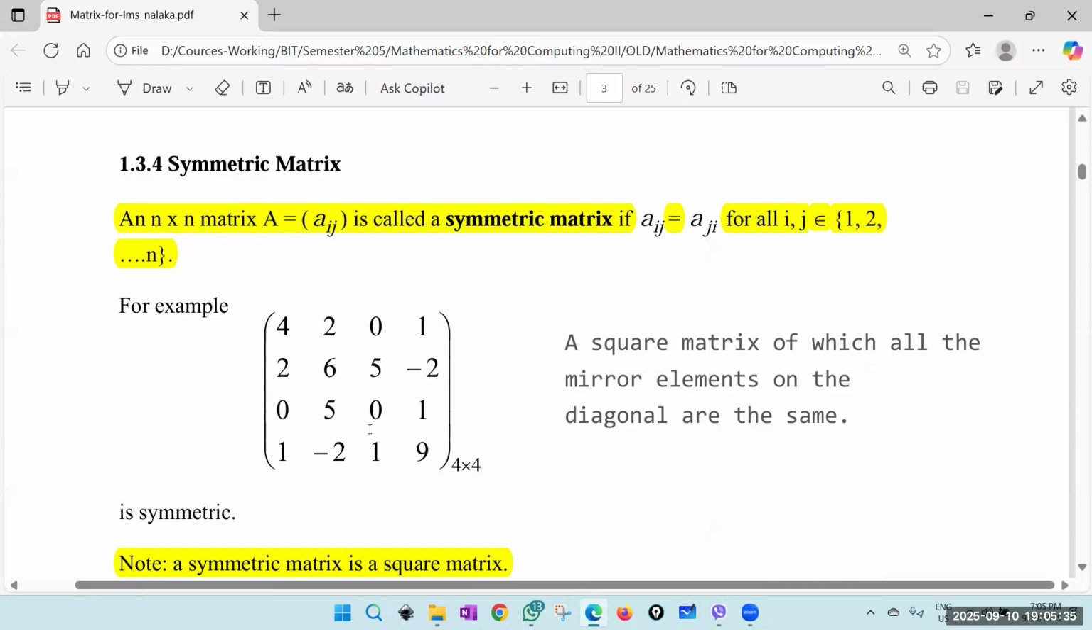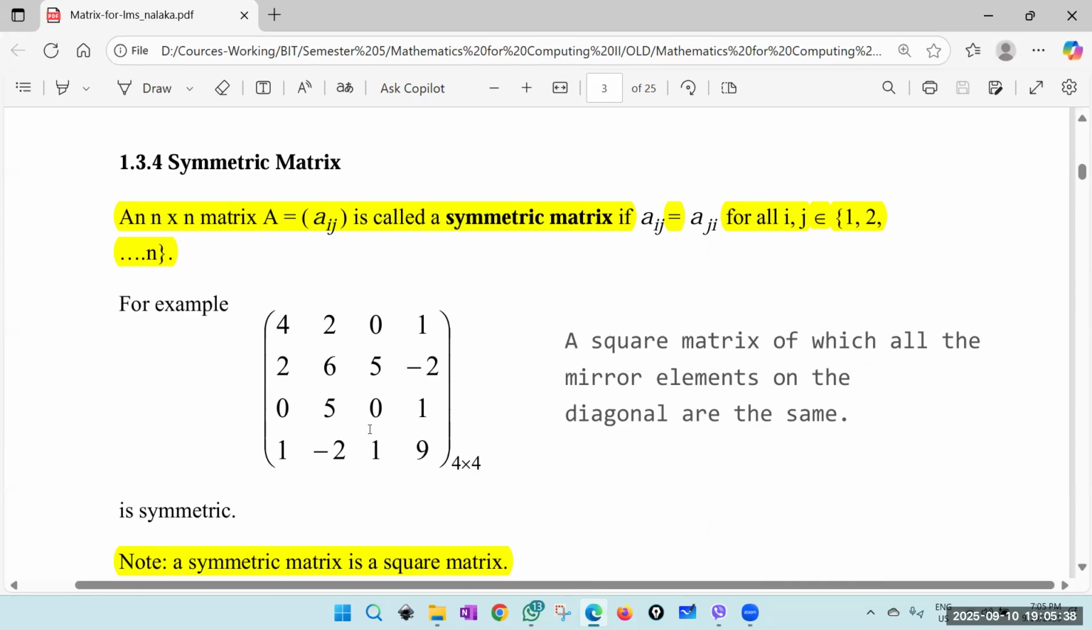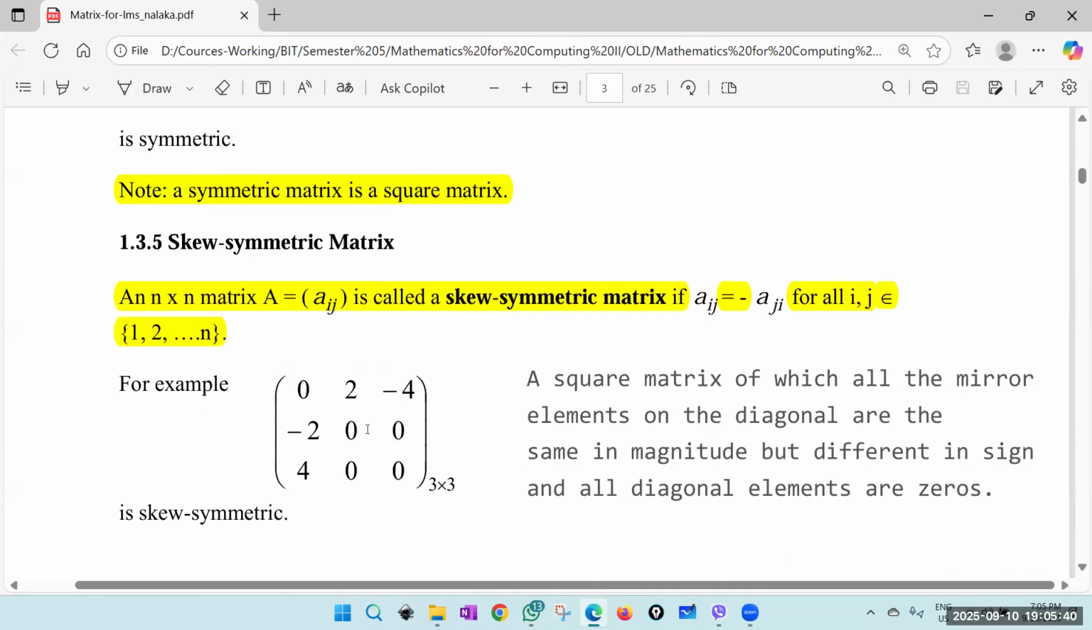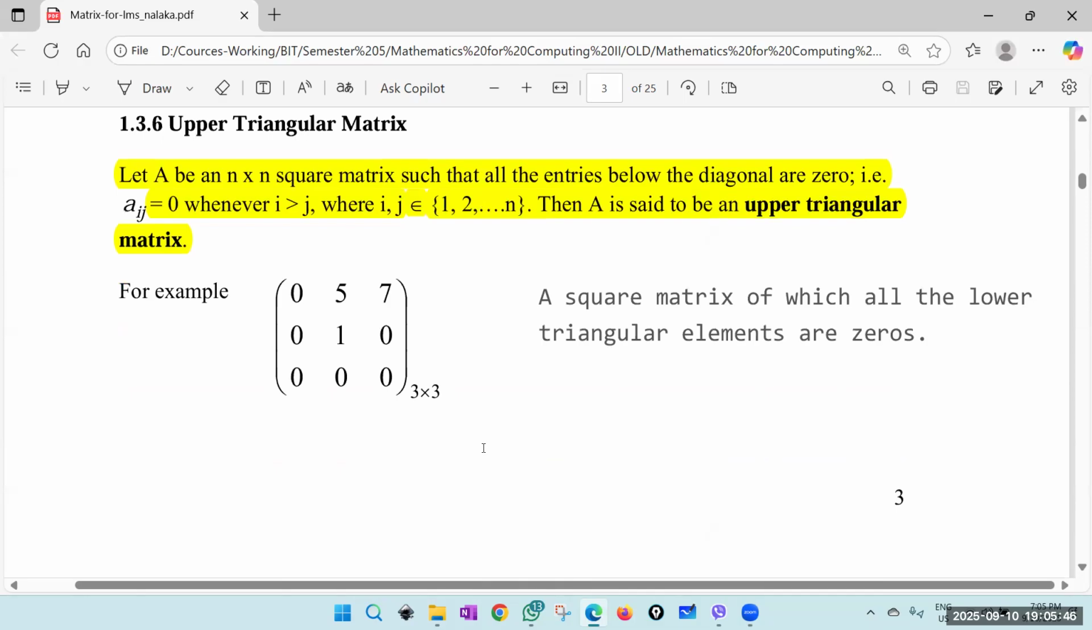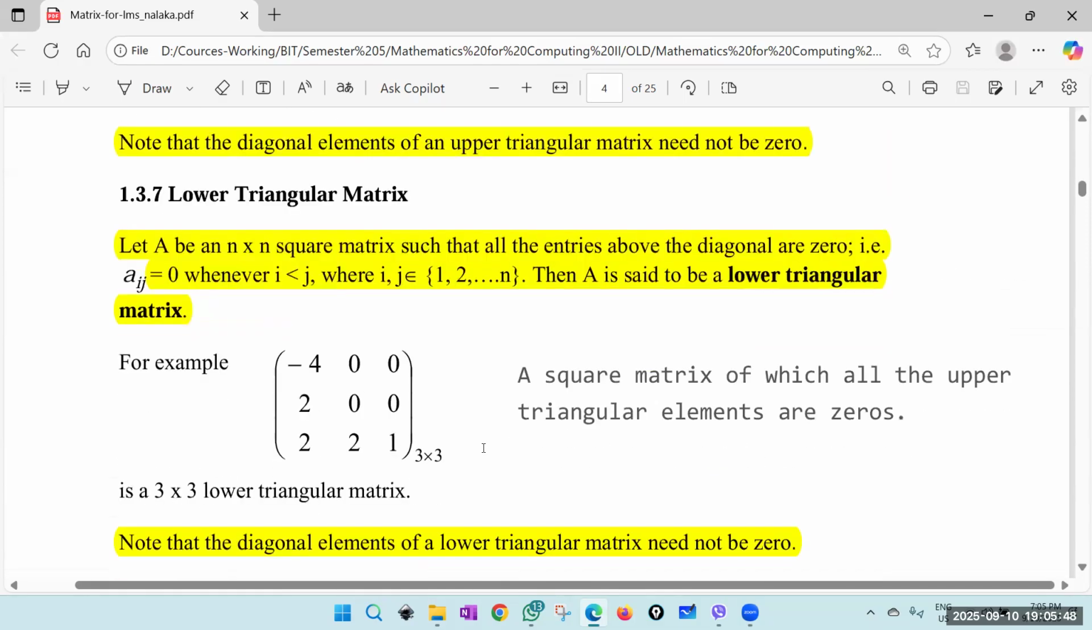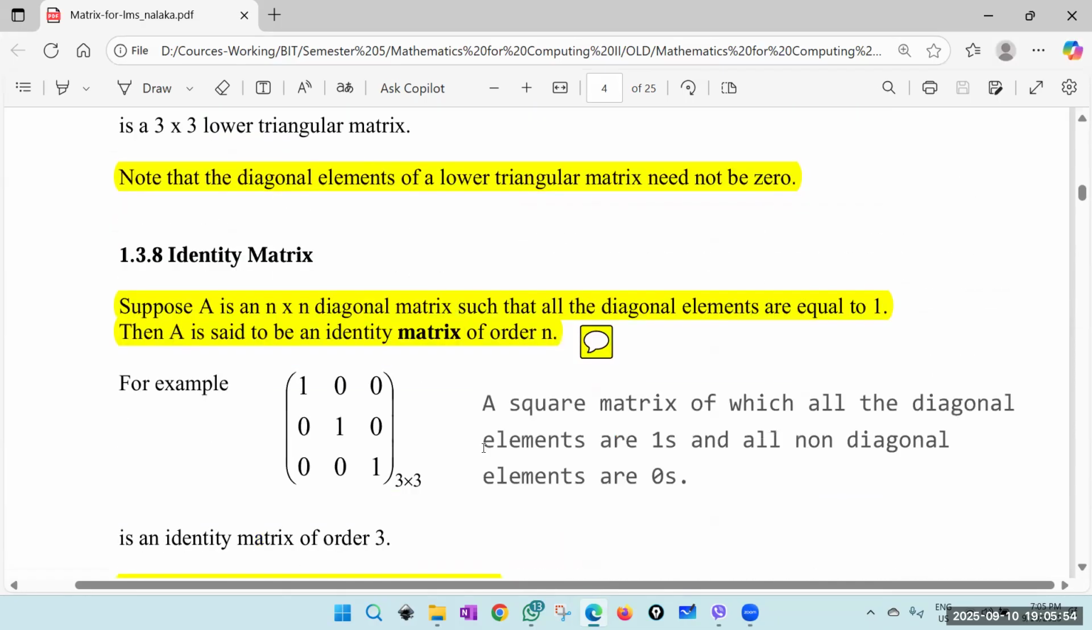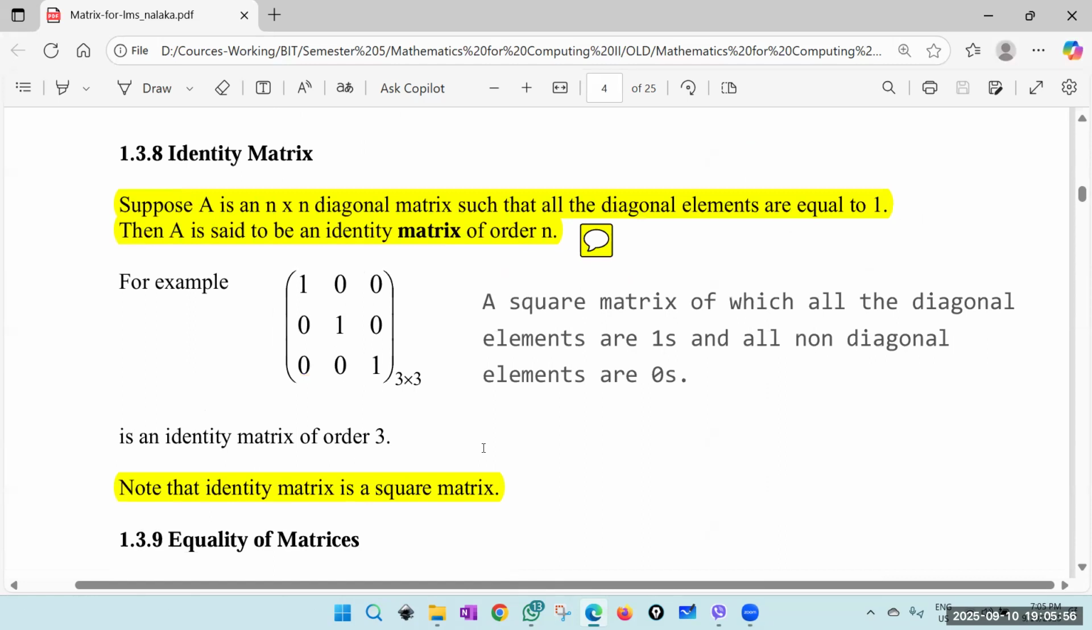Symmetric matrix, a special case of a square matrix, where Aij is equal to Aji, whereas skew symmetric is where Aij equals minus Aji and Aii is zero. Then upper triangular matrix, where the lower triangular values are zero, and lower triangular matrix, where all the upper triangular values are zero. Identity matrix is again a special case of a square matrix where Aij, where i equals j, is 1 and Aij, where i is not equal to j, is 0. So you need to explain it in a very precise manner.